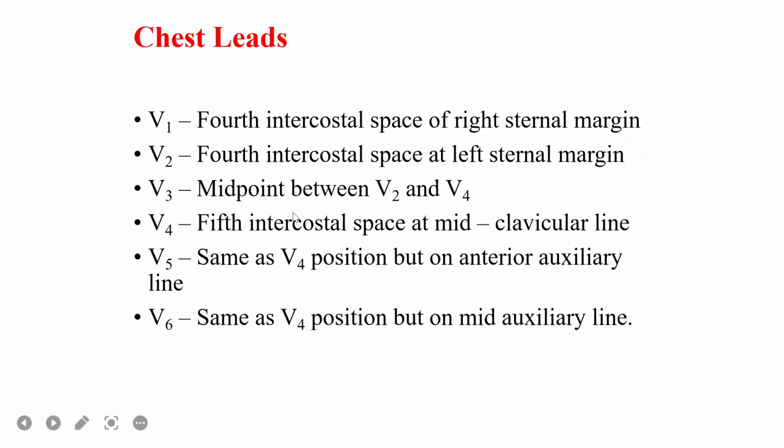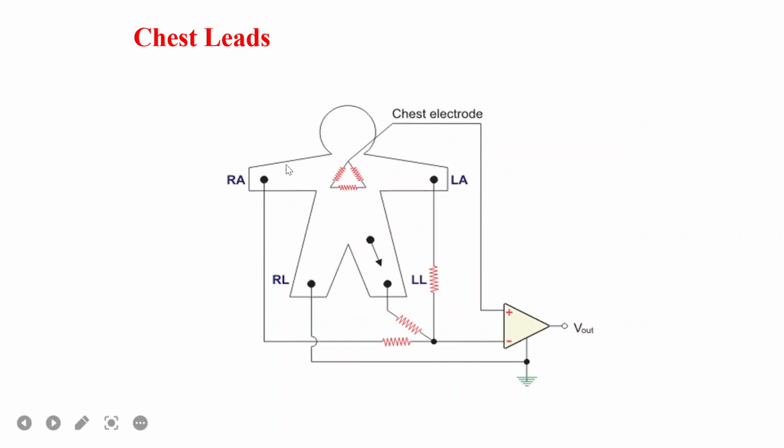Then the third one is chest leads. We have seen three standard leads, lead 1, lead 2, lead 3, and three augmented leads, AVR, AVL, AVF, and 6 chest leads. The chest leads are V1, V2, V3, V4, V5, V6. 6 leads we are using, and you can see they will be placed on the chest.